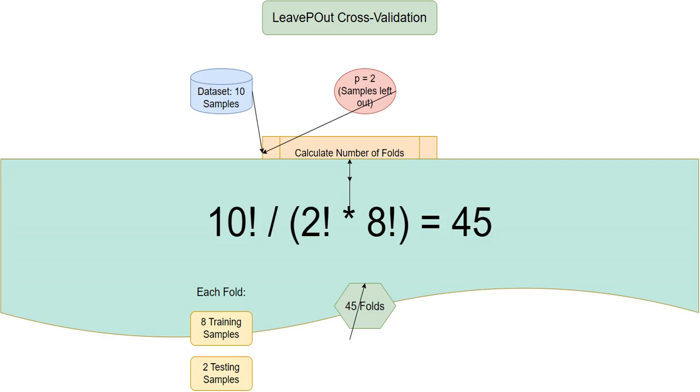Applying the formula with n equals 10 and p equals 2 gives us 10 times 9 times 8 times 7 times 6 times 5 times 4 times 3 times 2 times 1, divided by 2 times 1 times 8 times 7 times 6 times 5 times 4 times 3 times 2 times 1, which equals 45. This calculation shows there will be 45 different ways to select 2 samples out of 10.